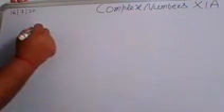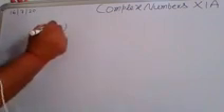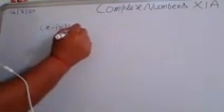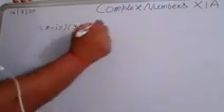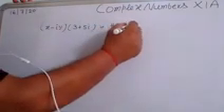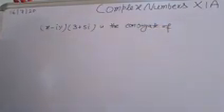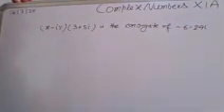Find the real numbers x and y if (x minus iy) into (3 plus 5i) is the conjugate of minus 6 minus 24i. Okay, so that will be your question.